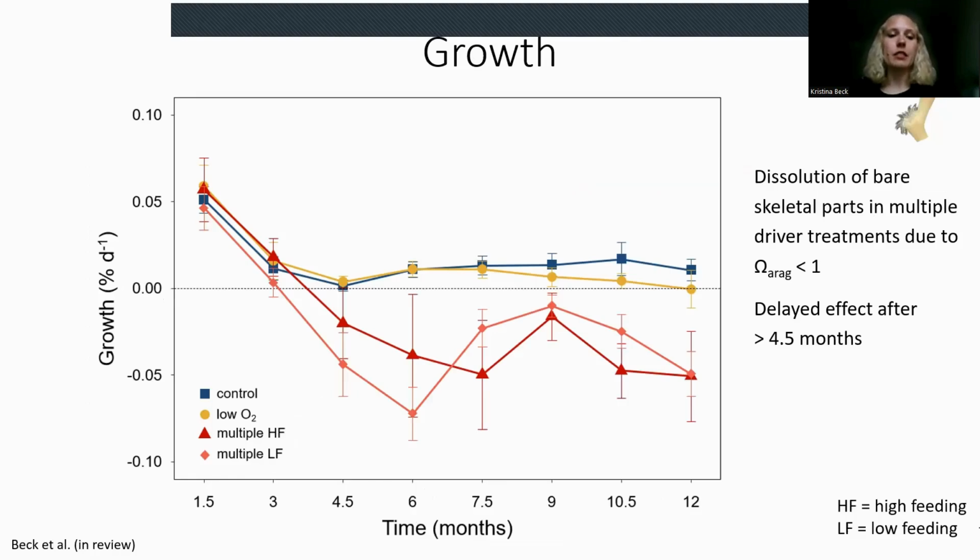So after more than 3 months, we can clearly see that the growth rates in the 2 multiple driver treatments decrease quite a lot. We've only measured negative growth rates in these 2 treatments for the second half of the experiment. And this is most likely due to the skeletal dissolution in these 2 treatments with low pH conditions and occasionally aragonite undersaturation. Quite important to note that in this case, our fragments weren't completely covered with tissue.